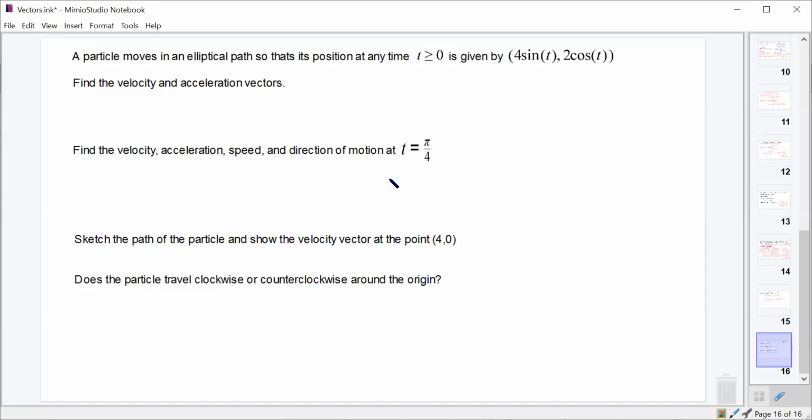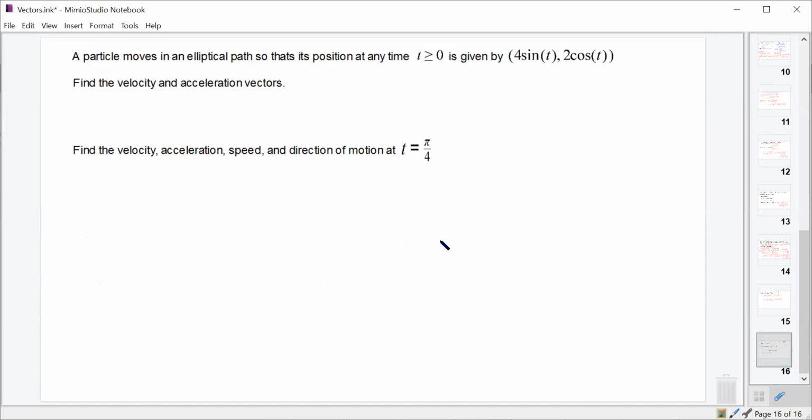So you guys want to try and do this one on your own and see what you can get. You don't need to bother with the part at the bottom where it says sketching the path of the particle and showing the vector and whether it's traveling clockwise or counterclockwise, we're not going to worry about any of that. In fact, we'll just get rid of that. So why don't you guys see if you can do all of this one on your own. I'll give you about 4 or 5 minutes. That should be enough, yeah?